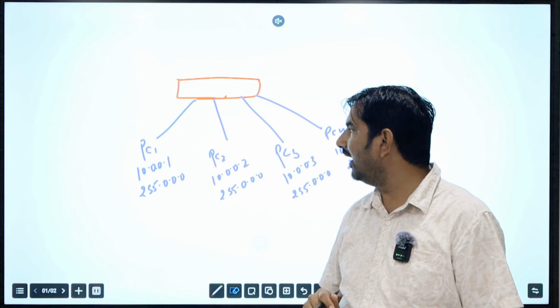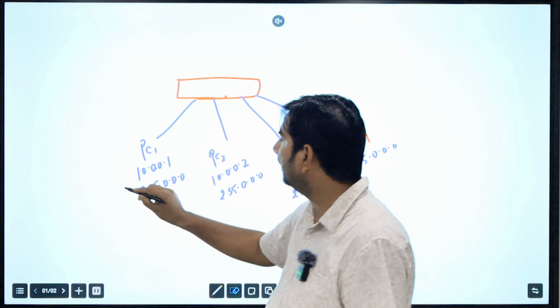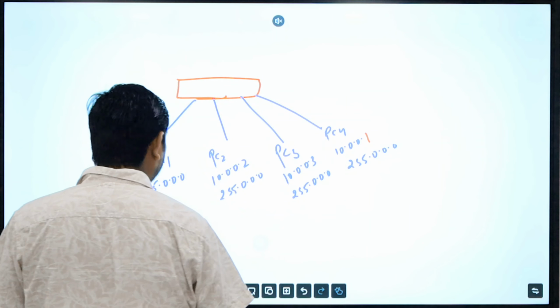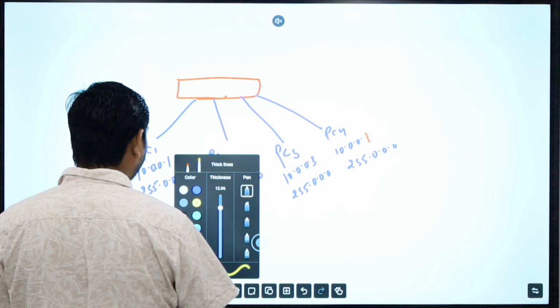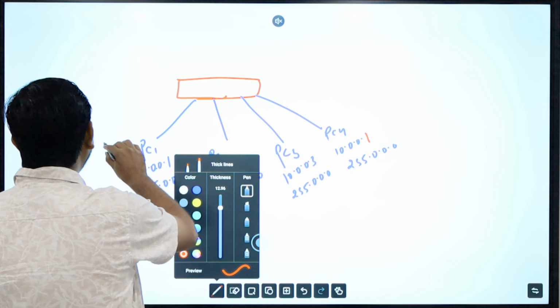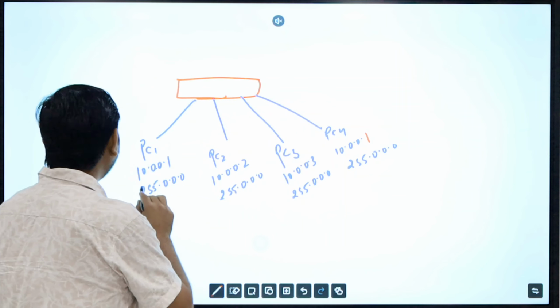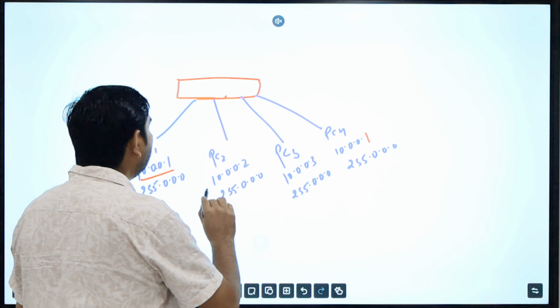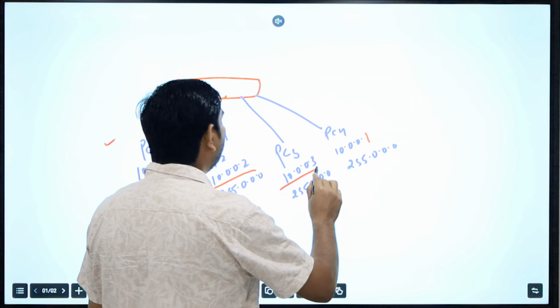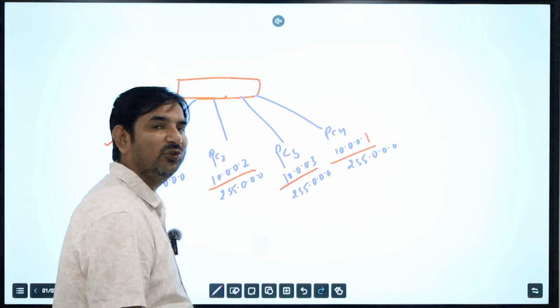So today again I have one more question. That question is: PC1, PC2, PC3 and PC4 are there. There might be a lot of PCs, but now I'm taking just an example. We have 4 PCs. PC1 has the IP address 10.0.0.1, PC2 has 10.0.0.2 and PC3 has 10.0.0.3. And on PC4 also the IP address is 10.0.0.1.